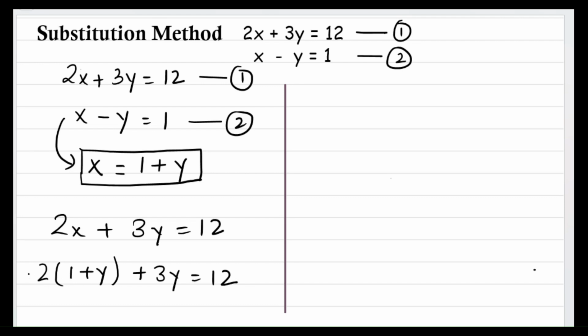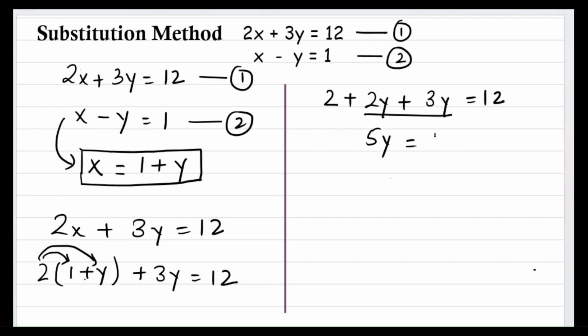Now, this is nothing but just a linear equation in the variable y. So let's solve for y. Here I will use the distributive property. 2 times 1, 2, plus 2 times y, 2y, plus 3y equals 12. This 2 shifted to that side, and 2y plus 3y will give me 5y equals 12 minus 2. So 5y is equal to 12 minus 2, 10. Divide by 5 on both sides. 5 divided by 5 is 1. So y is equal to 2.